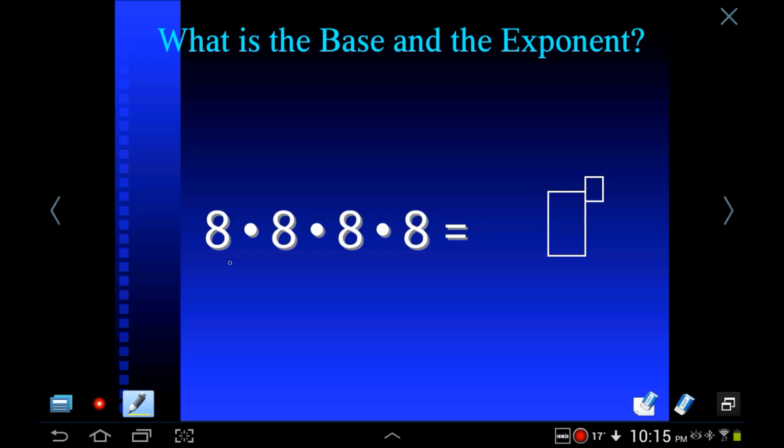Here's another one. We have 8 being multiplied by itself, seems like 4 times. So 8 is our base. I left both things blank here. And how many times is it being multiplied by itself? 4 times. That does not equal 32, by the way. Remember, get that out of your head. Actually, forget I even said that. It does not equal 32 at all. It's much bigger than 32.